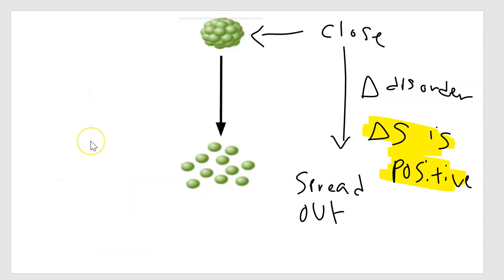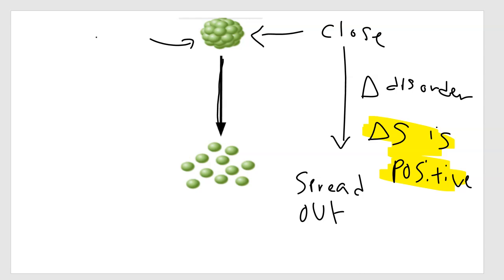And so if we look at this, we can tell that delta S is positive because we originally start off with a very ordered molecule in that the atoms are really close together, and then they eventually spread out, and because they're spreading out, we're increasing the disorder in the system, and that makes delta S positive.